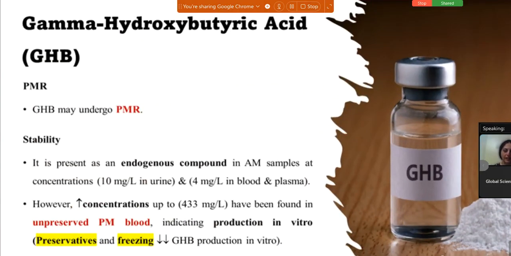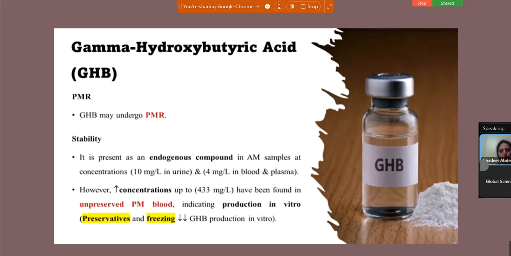Gamma hydroxybutyric acid is a club drug and called a date rape drug, as it may facilitate rape. So it's of critical importance in forensic investigations. It may undergo post-mortem redistribution, and it is present as an endogenous compound in ante-mortem samples at concentrations of 10 mg per liter in urine and 4 mg per liter in blood and plasma. However, higher concentrations up to 433 mg per liter have been found in unpreserved postmortem blood, indicating its production in vitro. However, preservatives and freezing minimize gamma hydroxybutyric acid production in vitro.